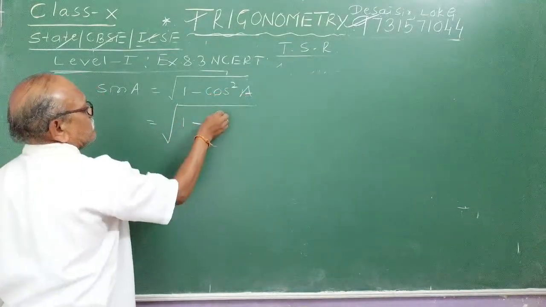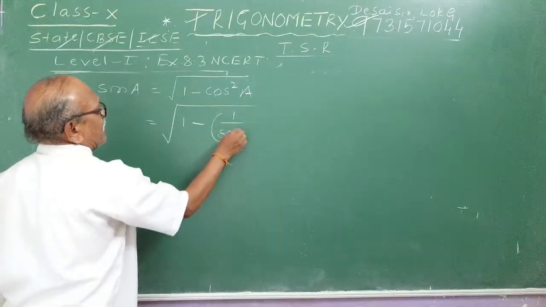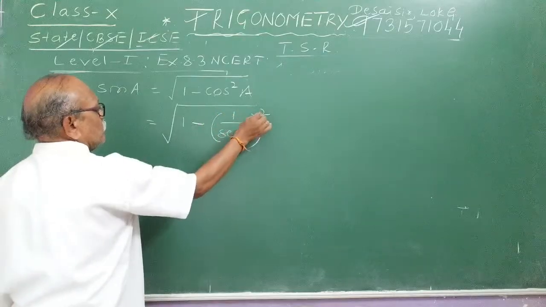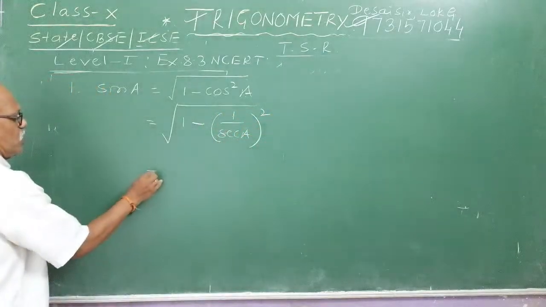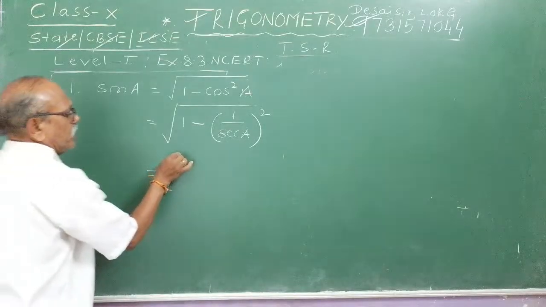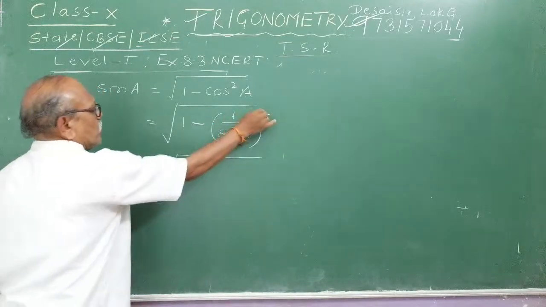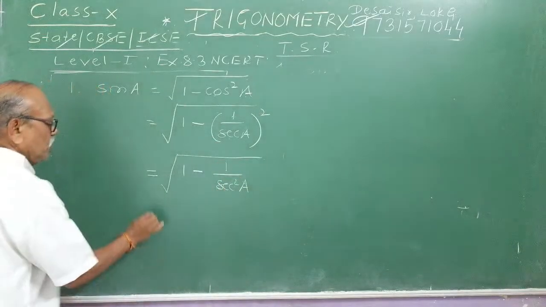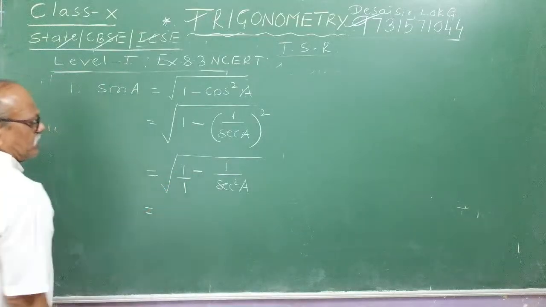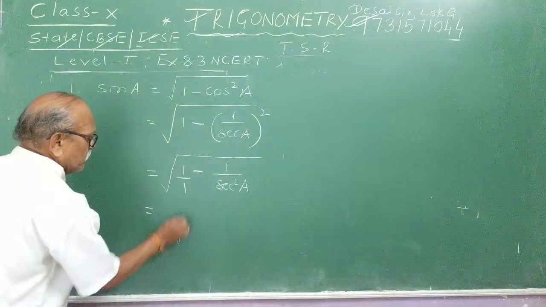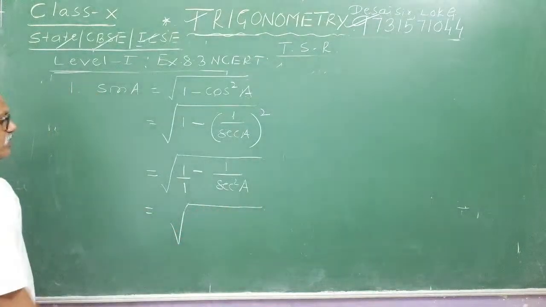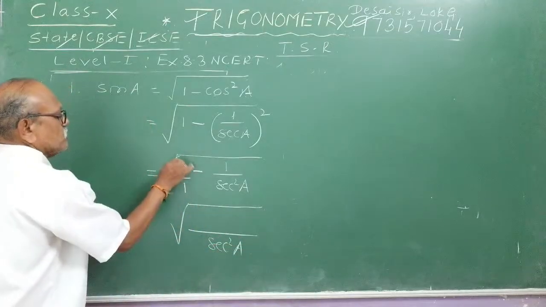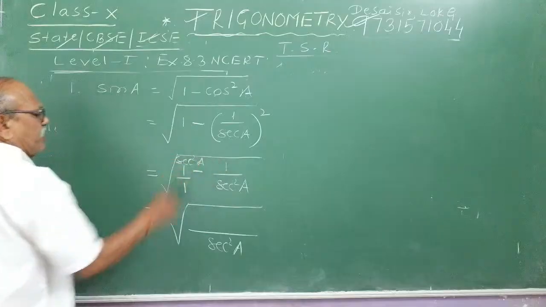And cos can be written in terms of sec very easily. What is cos A equal to? Cos A is equal to 1 upon sec A, the whole square. Again, (A by B) whole square is equal to A square upon B square, like you did in the previous problem. Continue. You will get 1 minus 1 upon sec square A. You can take LCM. 1 can be written as 1 by 1. Write it in the simplified form. Don't leave it. LCM is sec square A.